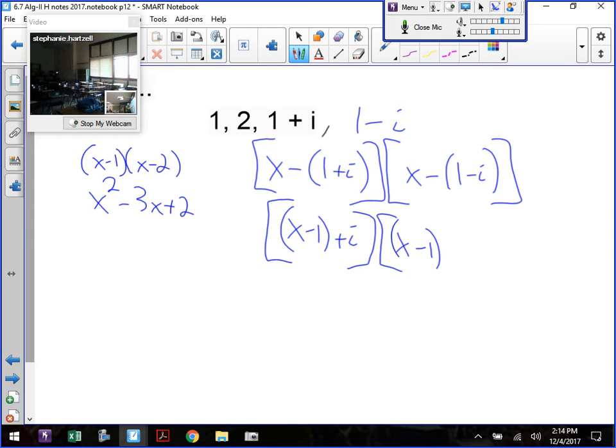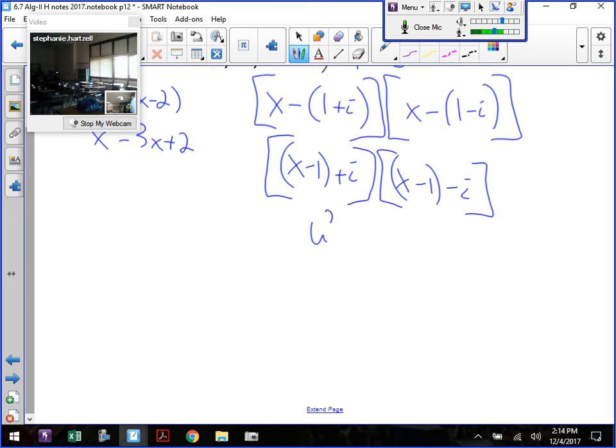X minus 1 minus i. If I use u substitution, if I let u equal x minus 1, I'm going to get a difference of squares, which generates u squared minus i squared, which is in this pattern, sir.